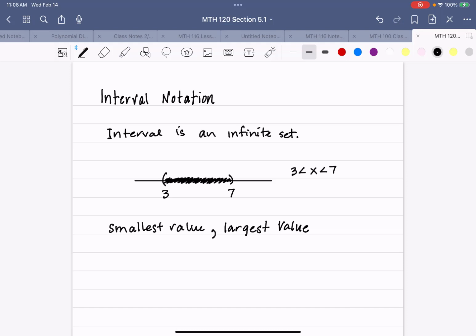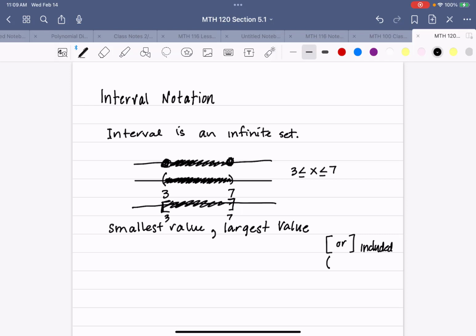Now, the endpoints may or may not be included. The one that I have drawn here would have also been drawn with open circles, like this, and that means the endpoints aren't included. However, if this has an equal on each end, then those endpoints would be included. We would put solid circles, and I would put brackets on my number line instead of the parentheses. So a bracket, and it can be going in either direction, means included endpoint, and a parentheses means excluded endpoint.